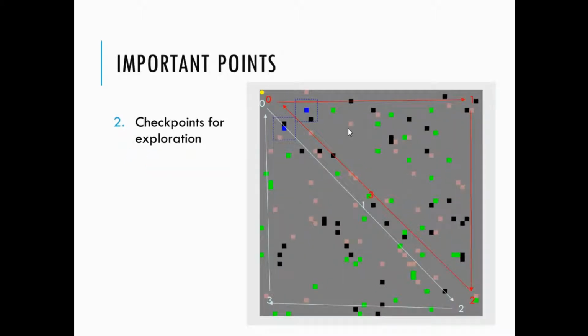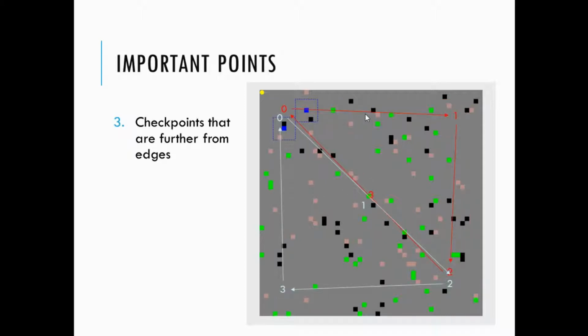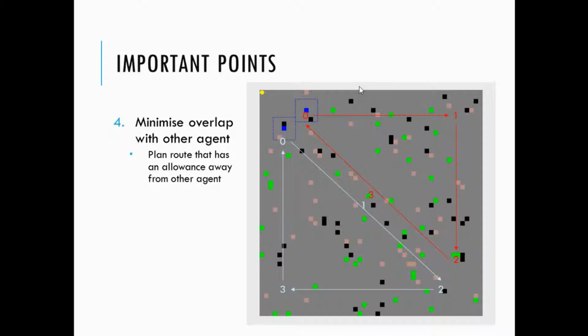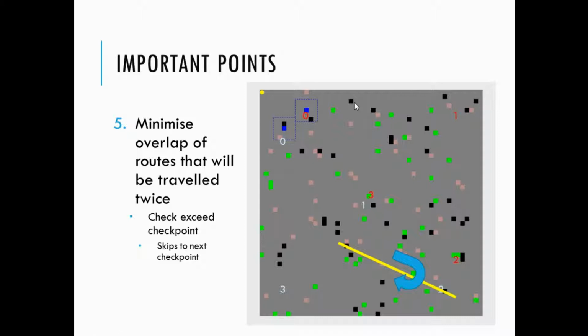Next, we have checkpoints for exploration. There are 4 checkpoints, and the agent moves in the direction of the arrows. Next, we change the checkpoints further from the edges to maximize exploration. Next, we minimize the overlap with the other agent by changing the checkpoint such that there's an allowance away from the other agent. And we minimize routes that will be traveled twice by checking if it has exceeded the checkpoint and it simply skips to the next checkpoint instead.